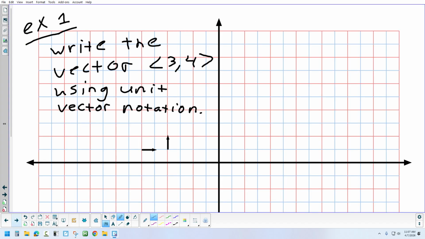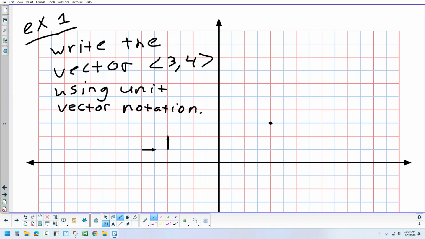So let's look at how we could build the vector 3, 4 using i's and j's. What we're doing is writing the unit vector notation. Let's start by making a picture. Remember, that notation doesn't tell me where to start, so I can start anywhere I want in the grid. I'm just using it as a grid. I'm not starting in any special spot.